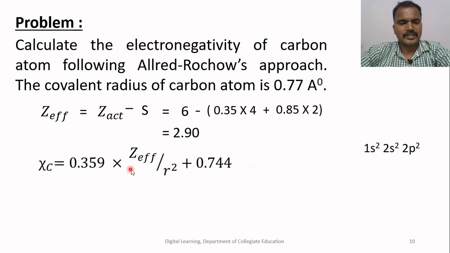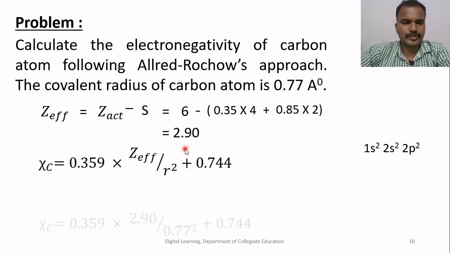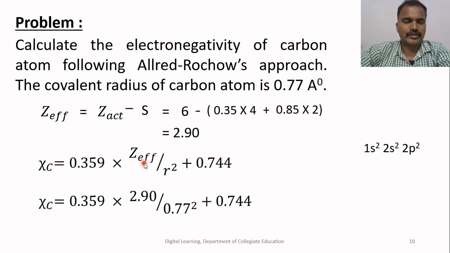Now you consider this equation and substitute the value of effective nuclear charge and the covalent radius, that is 0.77 angstrom unit, and simplify it. You will get the electronegativity value for carbon. It is 2.50.